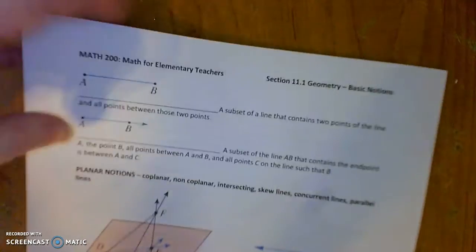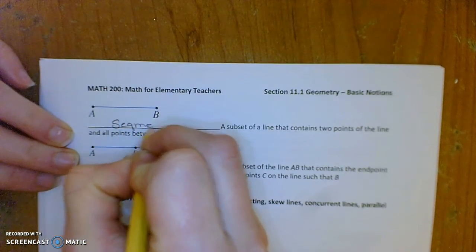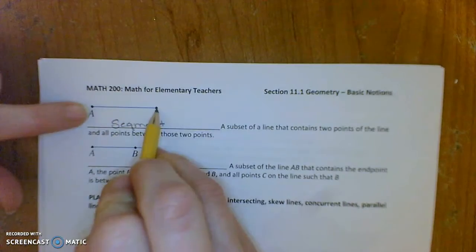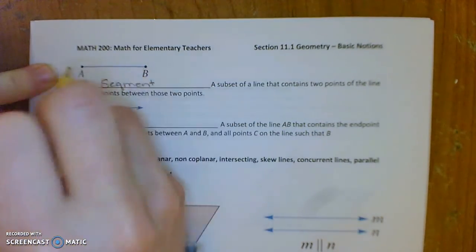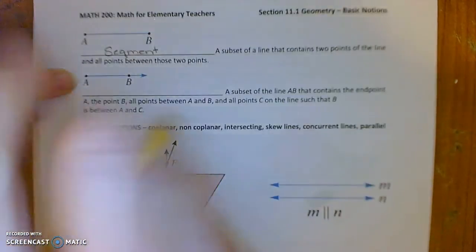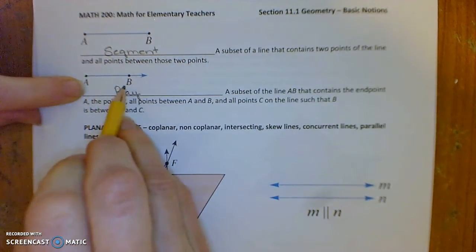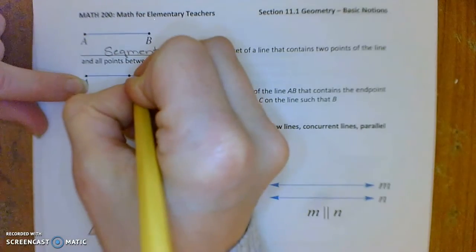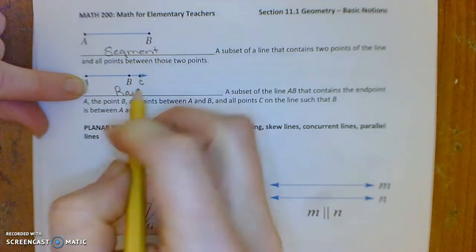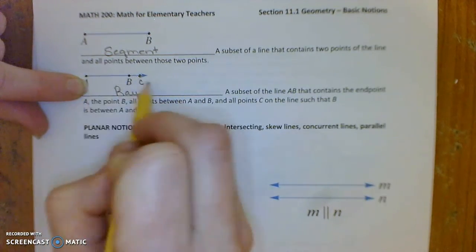All right, some more vocab. This looks like a segment to me. It's a subset of a line. It does not extend forever in two directions. It contains the 2 points A and B and all the points in between them. This here is a ray. A ray contains 2 points A and B, all the points in between A and B, and also all points C that are on this side, such that B is between A and C.